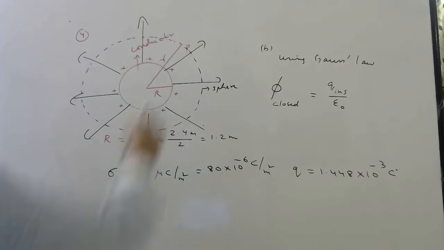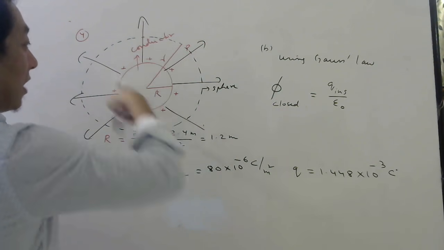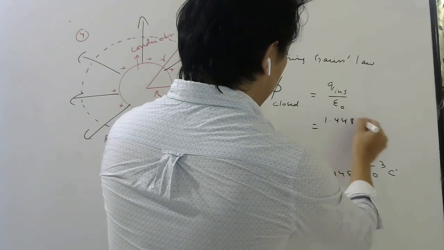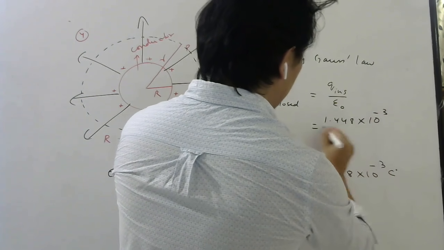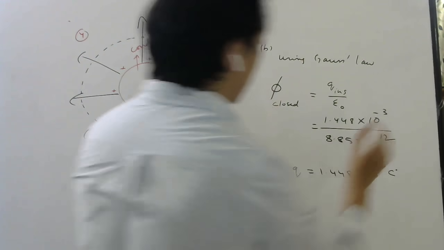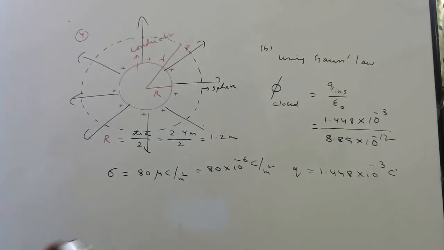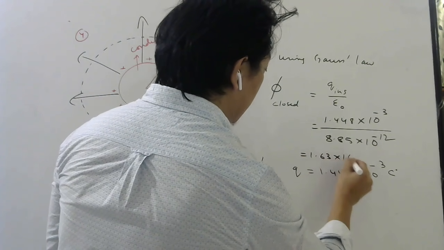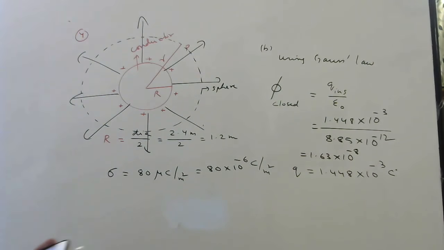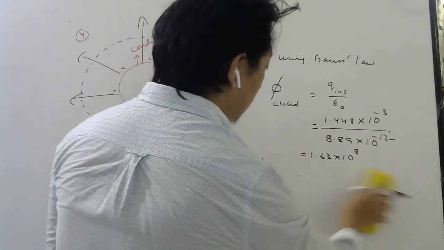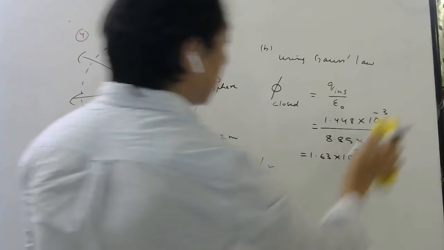And already we know charge inside is whatever is the total charge. What is the total charge we found? 1.448 into 10 to the power minus 3. Epsilon naught value is 8.85 into 10 power minus 12. Okay, so this calculation if you do, you will get 1.63 into 10 power 8. Because you can see in the denominator minus 12 is there, no? So when it will go up, plus 12 it will become.